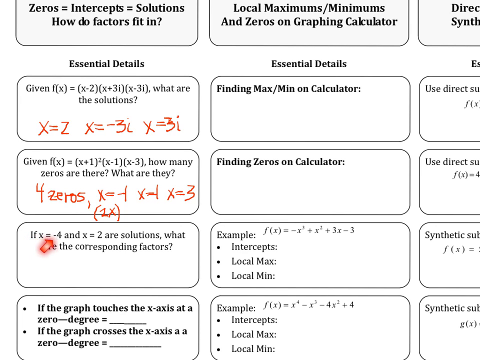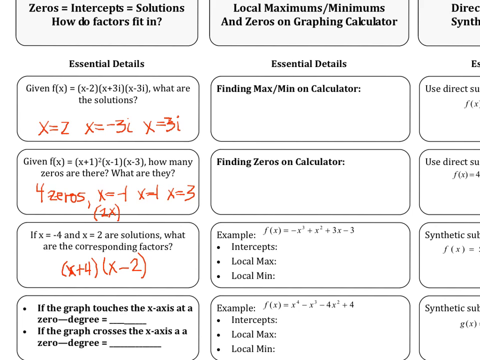This third problem, if x equals negative 4 and x equals 2 are solutions, what are the corresponding factors? So think of what it looks like when I put something in factored form. I need to know what factors these would go into that would make it 0. So that would be x plus 4, and negative 4 would make that one 0. Then my other would be x minus 2, because positive 2 would make that one 0.